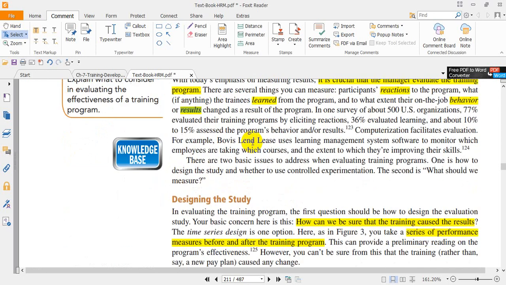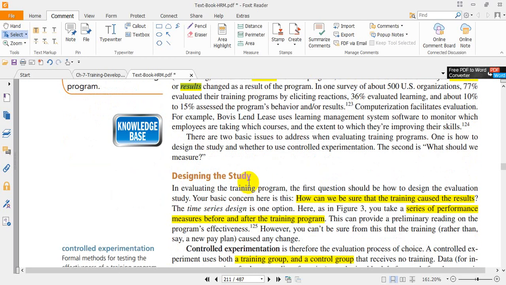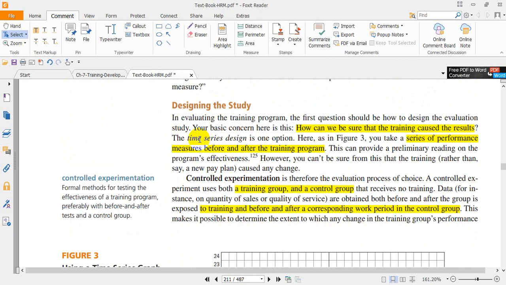Designing the study. These 4 things I will explain more about in the end of this section. In evaluating the training programs, the first question should be how to design the evaluation study. Your basic concern here is how can we be sure that the training caused the result? This is the major question. How can we be sure that the training caused the results?